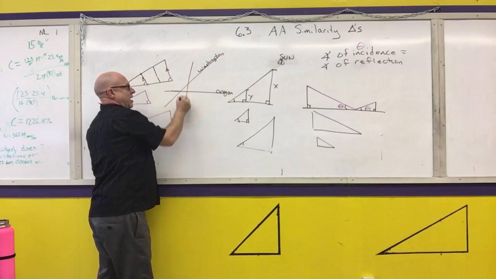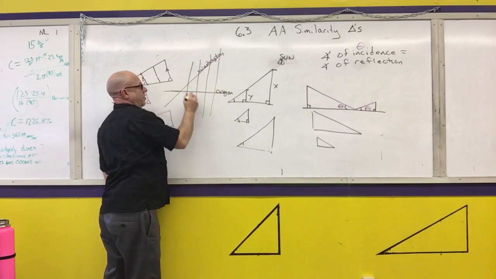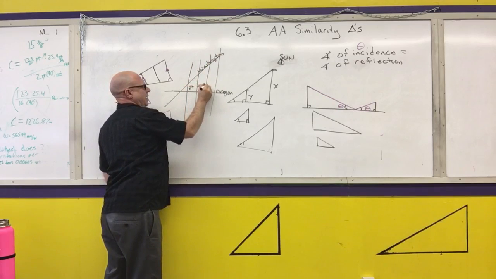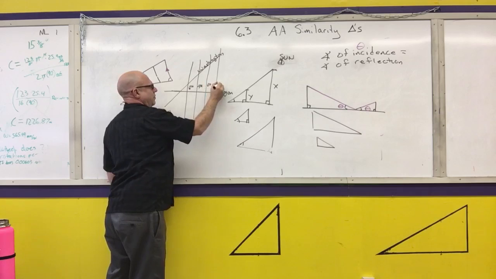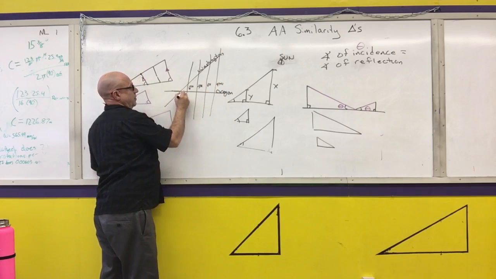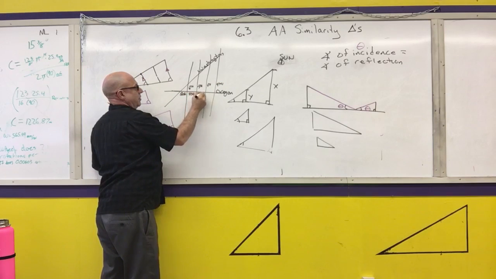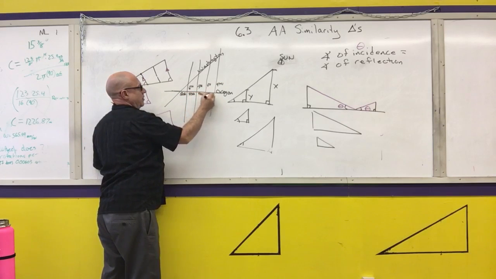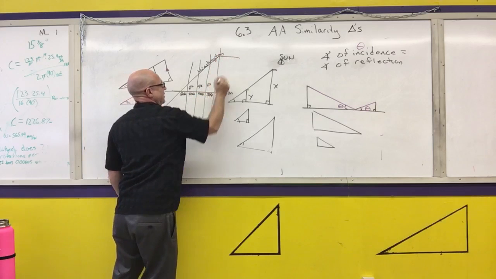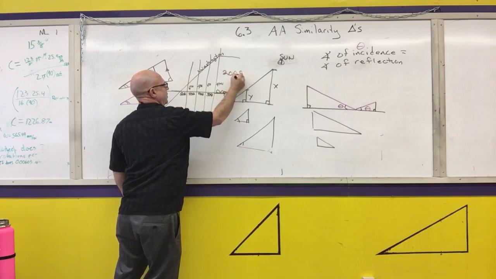Okay, and then I have a whole bunch of cross streets. We'll call this like 6th, 7th, 8th, 9th. We'll call each of these 50 feet. And we'll say that this distance right here is going to be 200 feet.